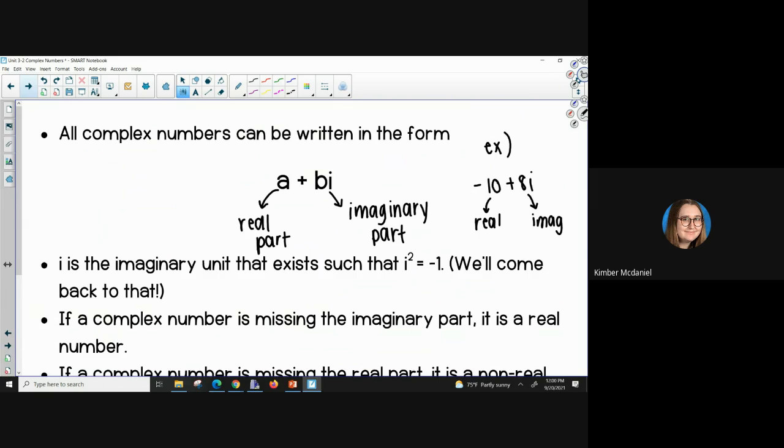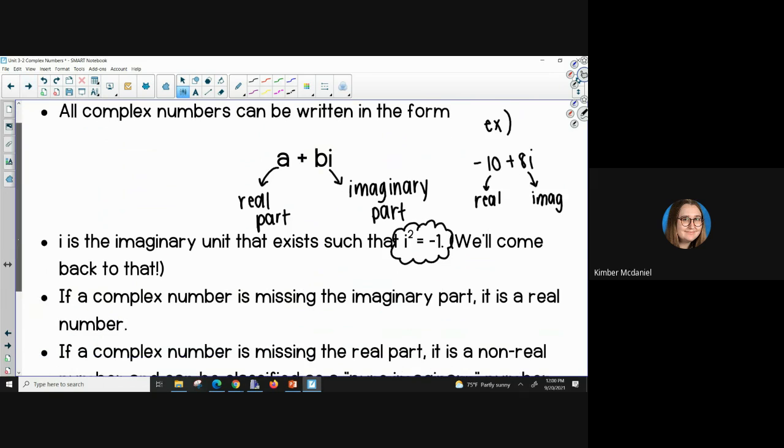Now, building off of that, i is the imaginary unit that exists such that i squared equals -1. I want you to put a circle around this, or a box, or a little cloud, or whatever, because that is one important fact that we're going to talk about today. There are technically 4 important facts we're going to talk about today, but that's one of the key ones, and we're going to come back to it. But again, i is the imaginary unit that exists such that i squared equals -1.